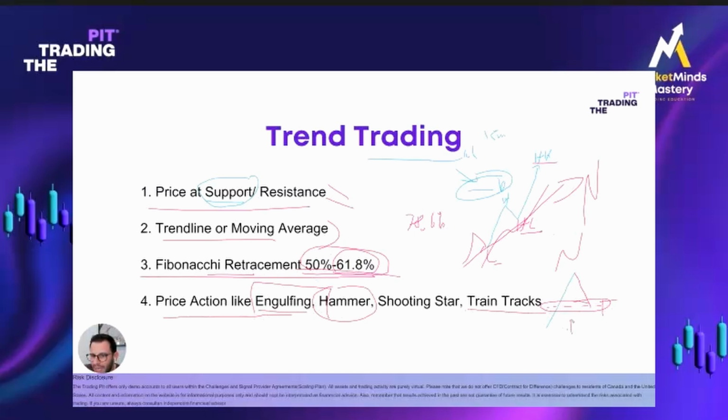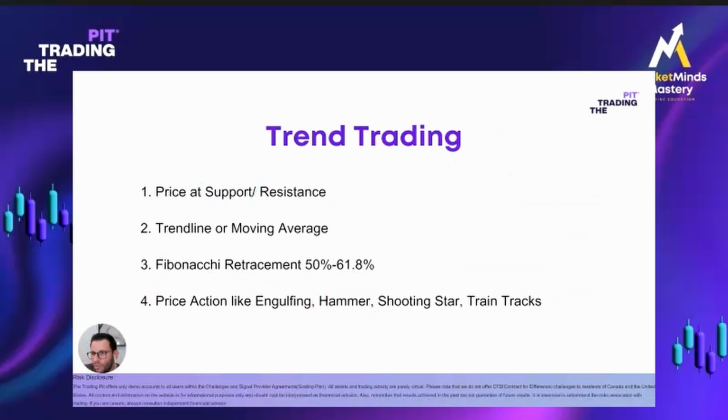Bullish train tracks are candlestick formations that have equal highs and equal lows, not necessarily equal bodies, but equal highs and equal lows, though most of the time they also have equal bodies. And that's a strong reversal price action. So when all these parameters apply, boom, we execute the trade. This is a simple and robust trading plan.